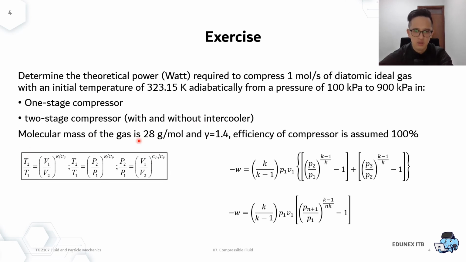Molecular mass is 28 gram per mole, gamma is 1.4, and let's assume for this example the efficiency of the compressor is still assumed 100%. This is the equation that you need to calculate those 3 options, and please finish this exercise and we will discuss it in the class.